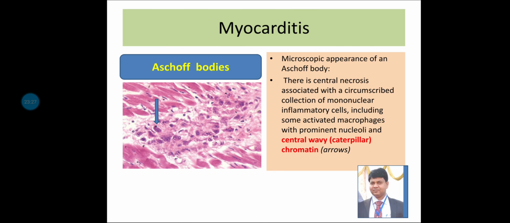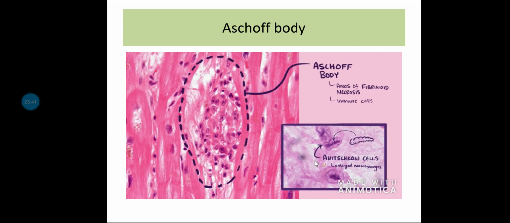Another name for these cells is the Anitschkow cells, and they are diagnostic of rheumatic fever. So these are the Aschoff bodies, which are seen in the myocardium. This is a typical diagram showing the Aschoff bodies. You can see the granuloma, and along with the granuloma we can see large macrophages which contain elongated nuclei, and the chromatin is ribbon-like and appears as a caterpillar. That's why they are also called caterpillar cells.